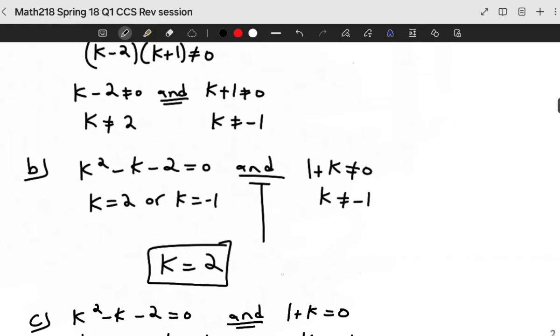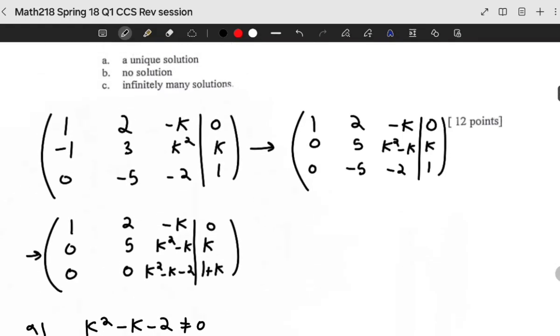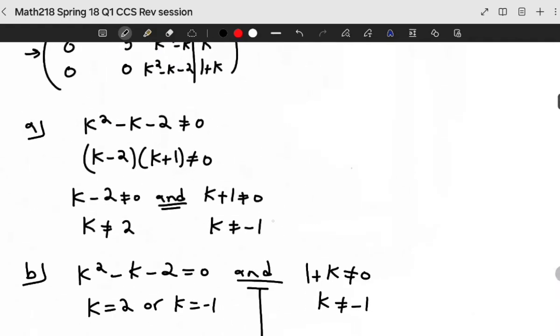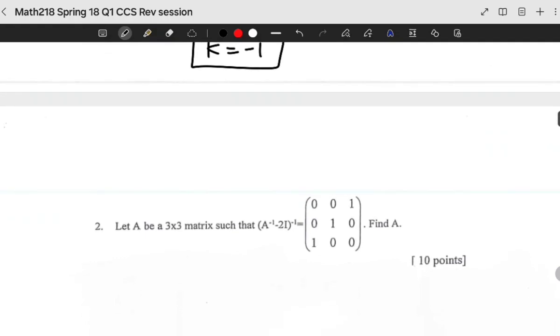So overall, if k is equal to 2, we're going to have no solution. If k is equal to minus 1, we're going to have infinitely many solutions. If it's not equal to 2 and not equal to minus 1, then we're going to have a unique solution.